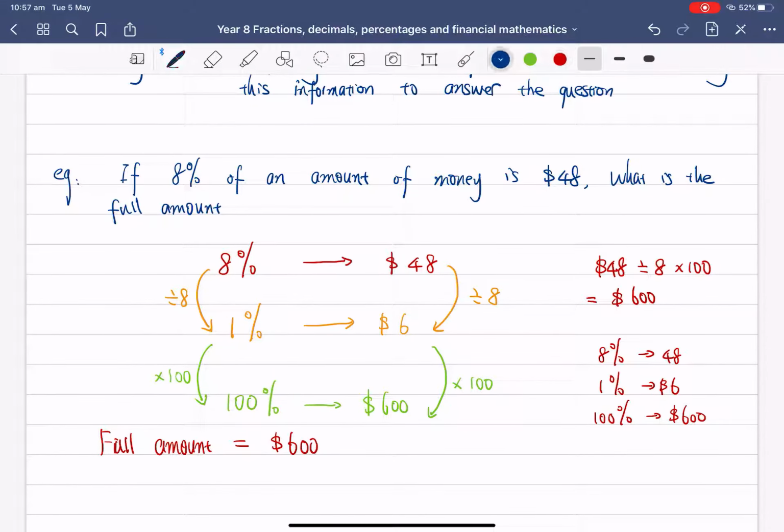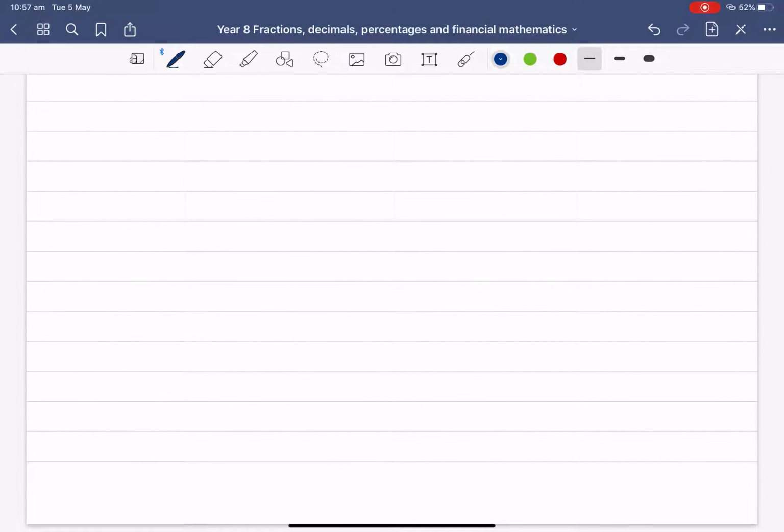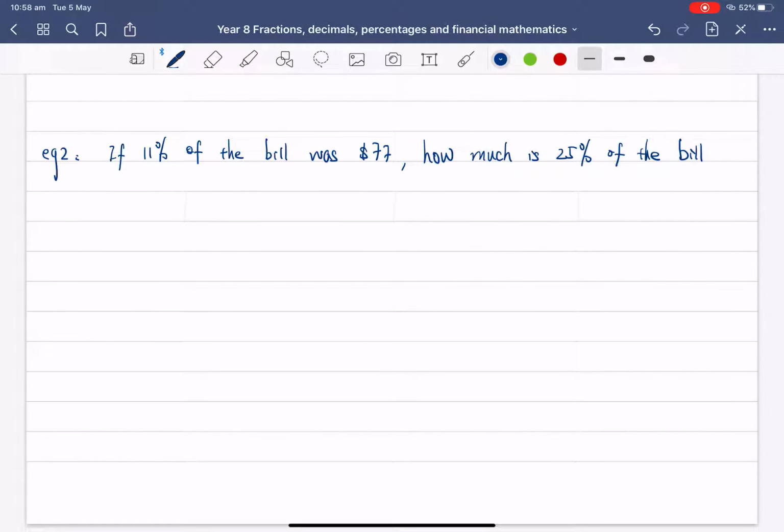Alright, let's do another one. Second question: if 11% of the bill was $77, then how much is 25% of the bill? Very similar to the one we did before. 11% of the bill was 77. We need to find out 1% of the bill, and then we can work out 100%, or 25%, or any given percentage of the bill.